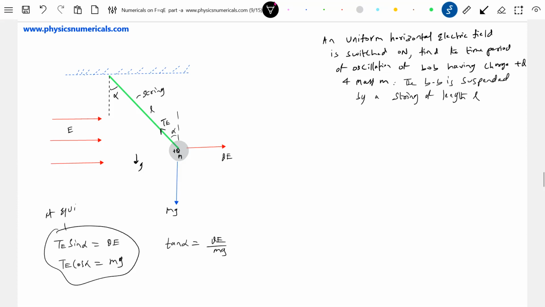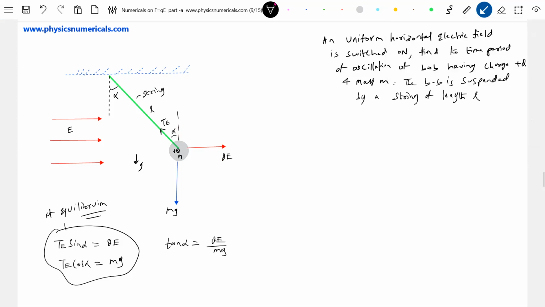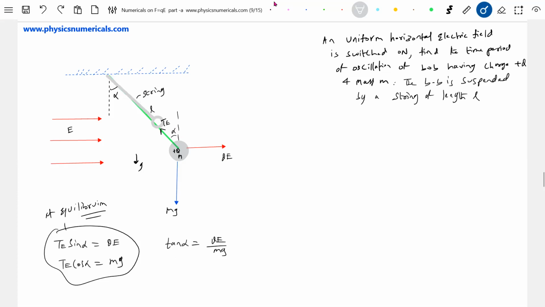But what was our question? Our question was asked to find out what? The time period of oscillation. About what point will the bob oscillate? In fact, the bob is going to oscillate. I'll bring the bob. It's going to execute SHM about this mean position.